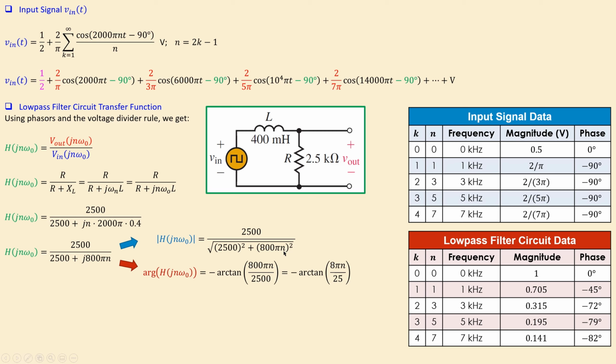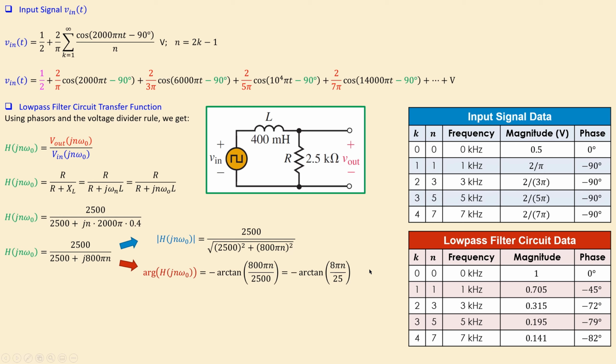And if you do n equal to 1 first, then you will have 0.705. For n equal to 3, you will have 0.315, etc., for all values of n. For this case, the first 4 harmonics, including the DC value. The phase you calculate using this expression. This is the argument of that low-pass filter.